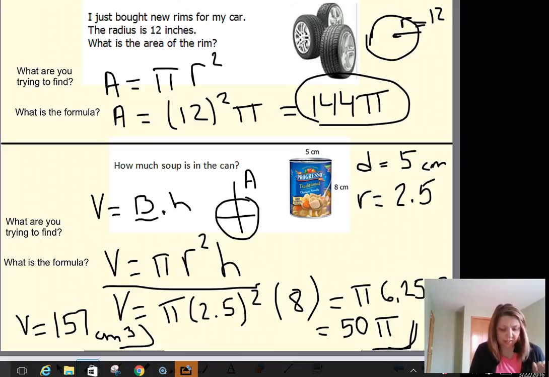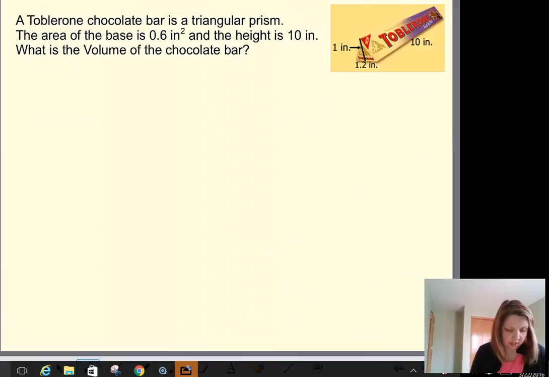Alright, final example that I want to show you is a Toblerone chocolate bar, which is a triangular prism. The area of the base is 0.6 inches and the height is 10 inches. What is the volume of the chocolate bar?